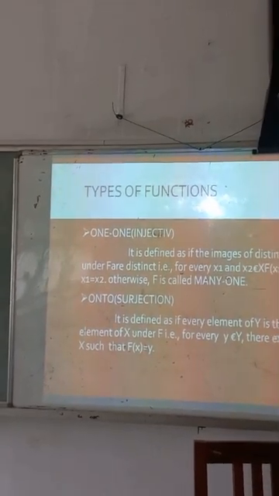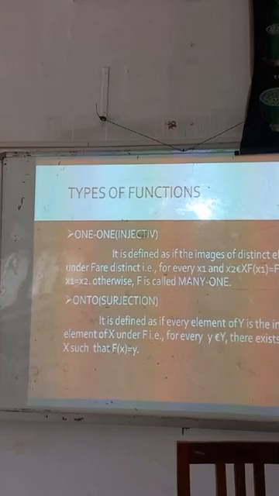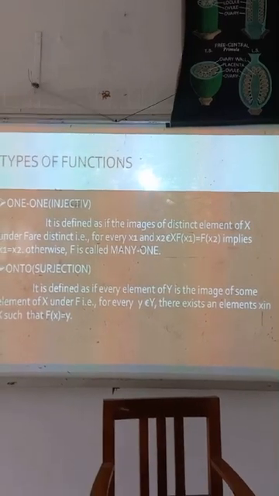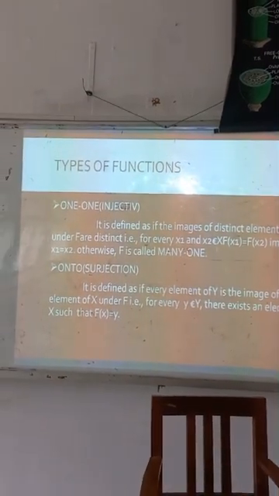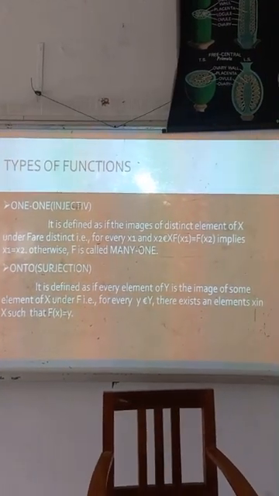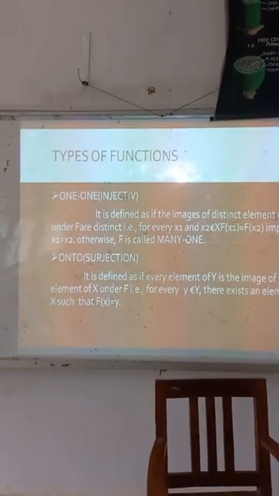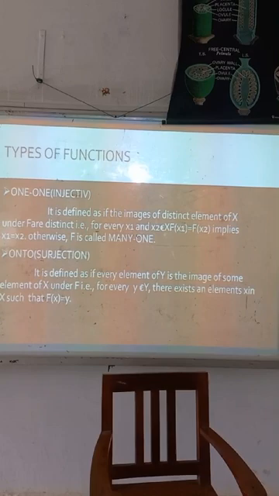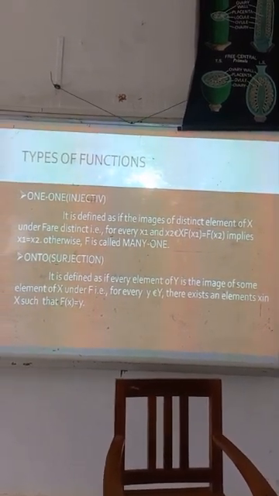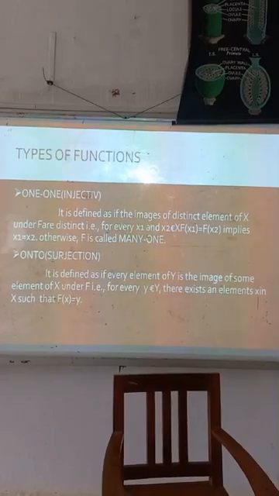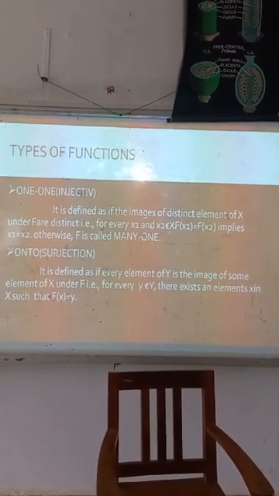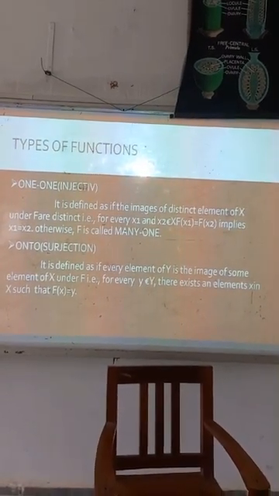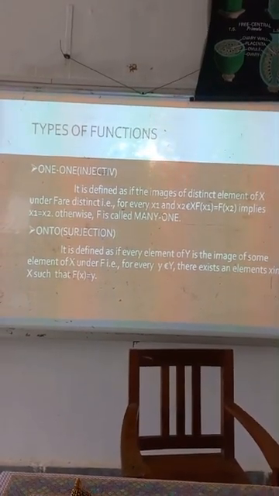Types of functions. One-to-one function, also known as injective function. It is defined as: if the images of distinct elements of X under f are distinct, that is, for every x1 and x2 belongs to X, f of x1 equals f of x2 implies that x1 equals x2, otherwise f is called many to one. Onto, also known as surjection, is defined as: if every element of Y is the image of some element of X under f, that is, for every y belongs to Y there exists an element x in X such that f of x equals y.